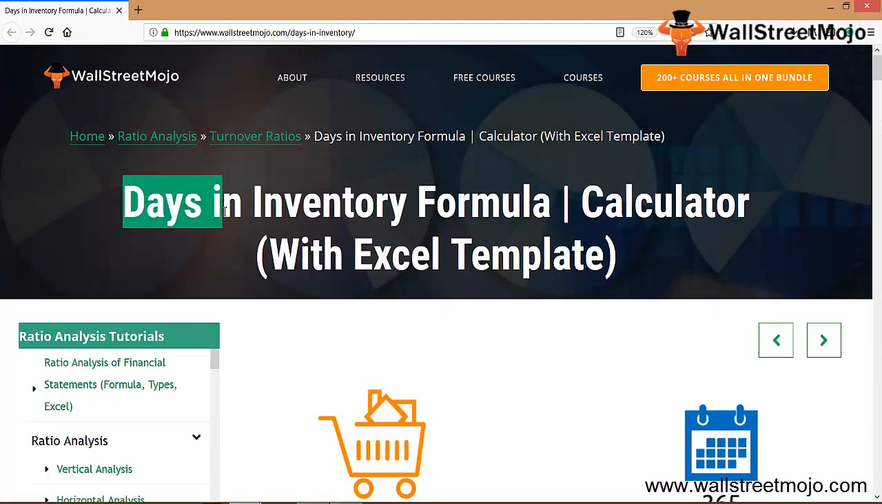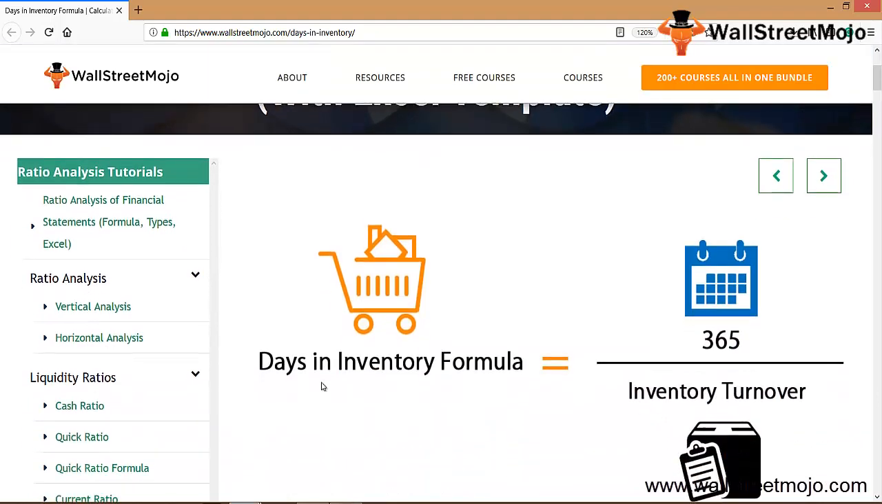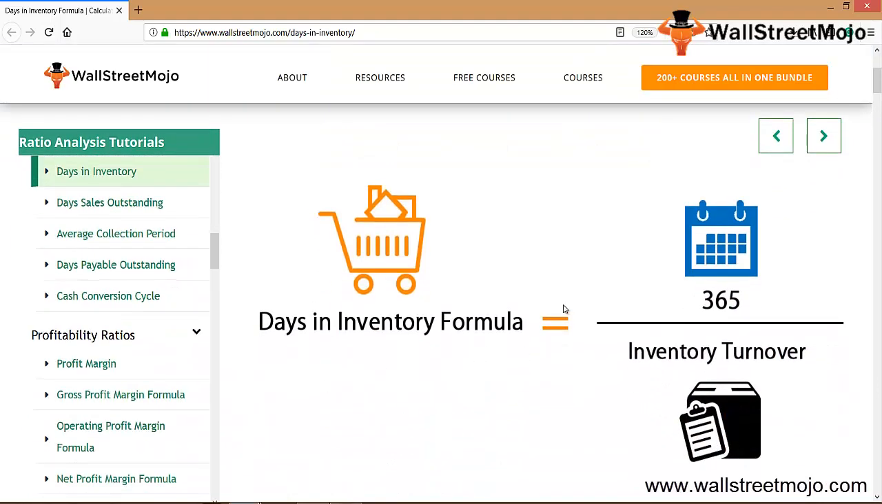Friends, today we are going to learn a component of ratio analysis, which is the days in inventory formula. Let's understand this. As you can see, the formula over here, days in inventory is 365 days divided by the inventory turnover. So this is the ratio. You're dividing 365 by the inventory turnover ratio.